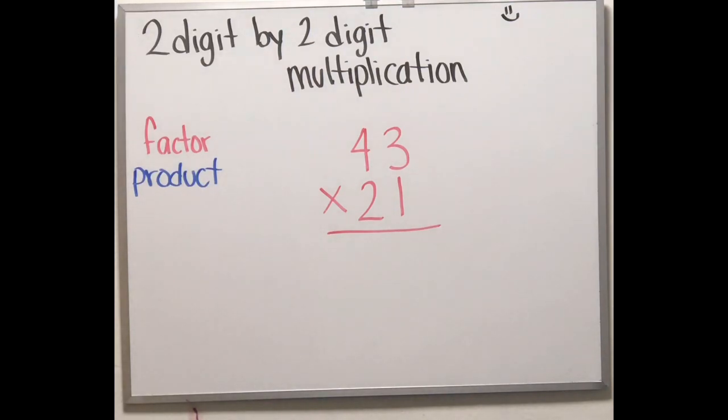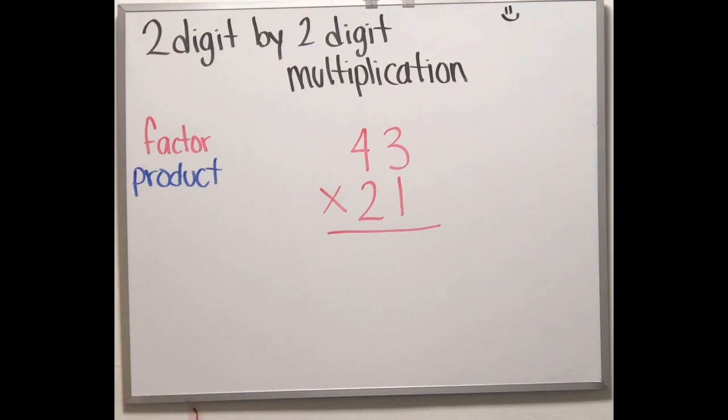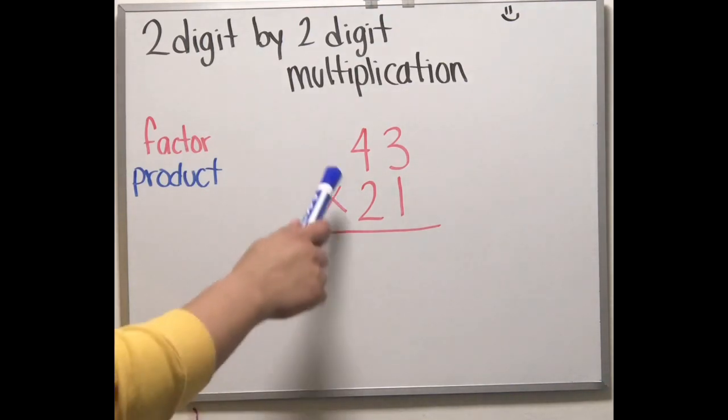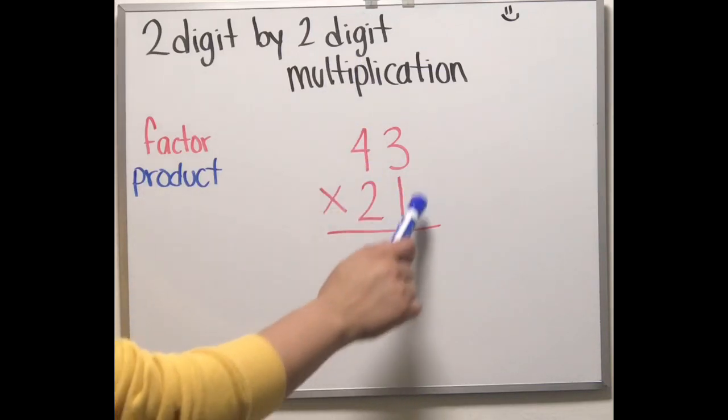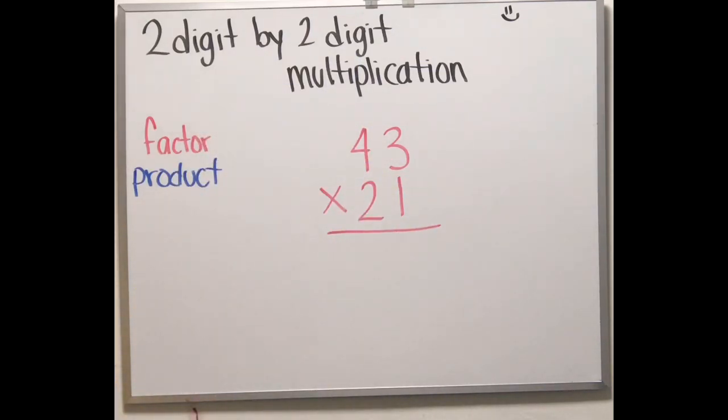For this video we're going to be doing 2-digit by 2-digit multiplication. Remember on the previous video we were working with 2-digit by 1-digit multiplication. Now this time we're going to make it a little bit harder. But don't get scared, it's not that hard. Let's make a little review, okay?